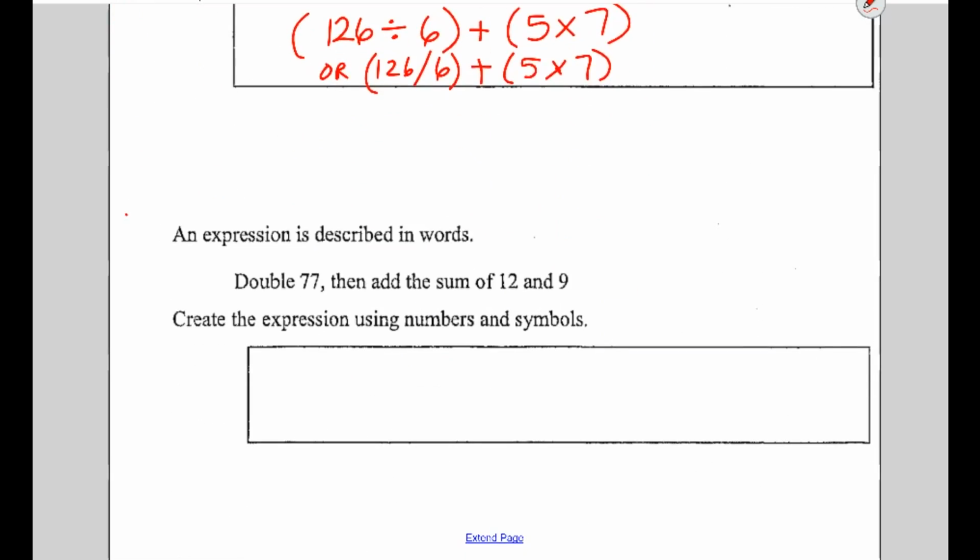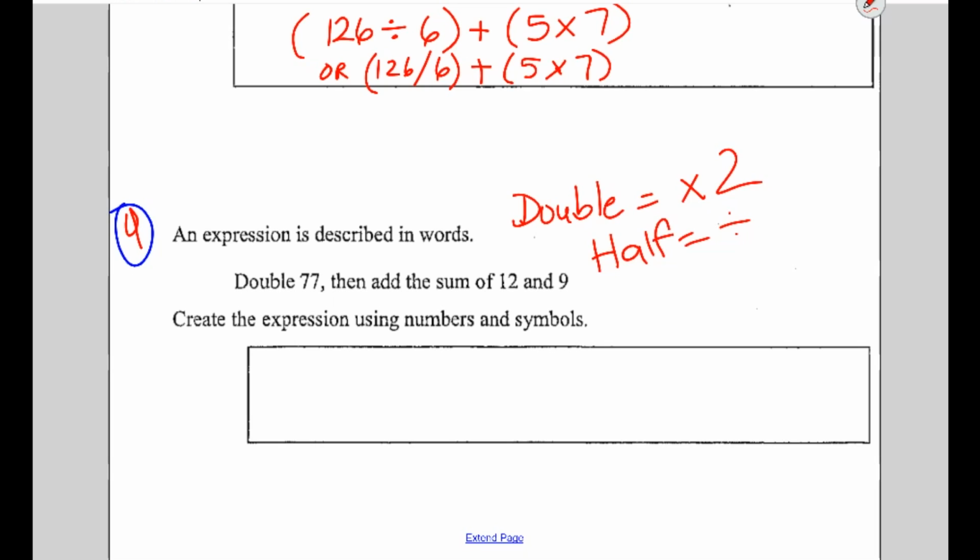All right, example number 4 says an expression is described in words. Double 77, then add the sum of 12 and 9. All right, so words that I think are important to note, and this is just us doing a little side note. Double means you're multiplying by 2, remember? Because anytime I say double something, you add it twice. That means times 2. And then half. Think about what half means. Half means you're doing what? Dividing by 2. You're taking that and you're breaking it in half. You're dividing it by 2. Those things are super important.